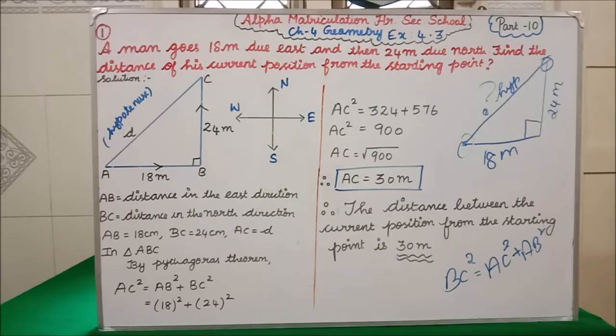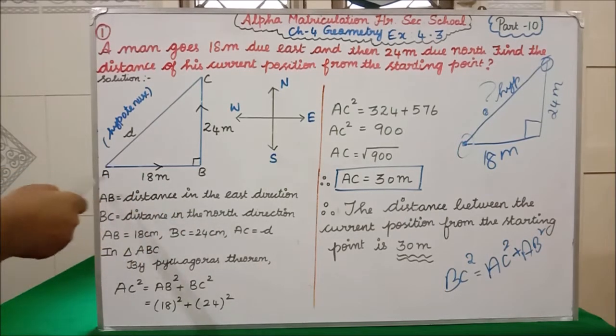Pythagoras theorem. So the statement is what? The hypotenuse, AC, squared is equal to the sum of the squares of the remaining two sides. The remaining two sides are what? AB square plus BC square. Clear, all of you?